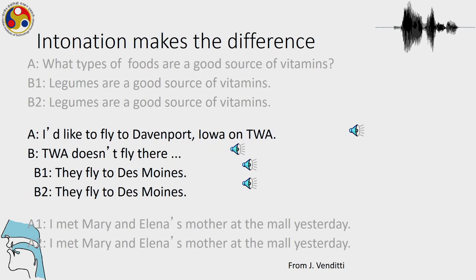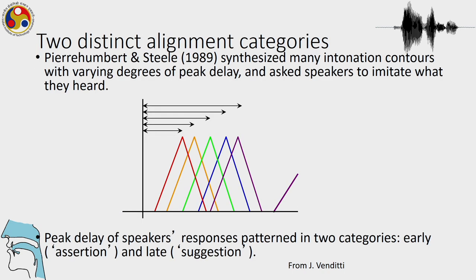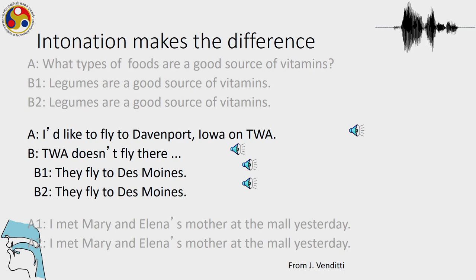I'd like to fly to Davenport, Iowa on TWA. Okay, so as a response to this: TWA doesn't fly there. Or, they fly to the moon. They fly to the moon. Suggestion versus assertion, and we can hear this assertion. They fly to the moon. Versus, they fly to the moon. Suggestion tune.